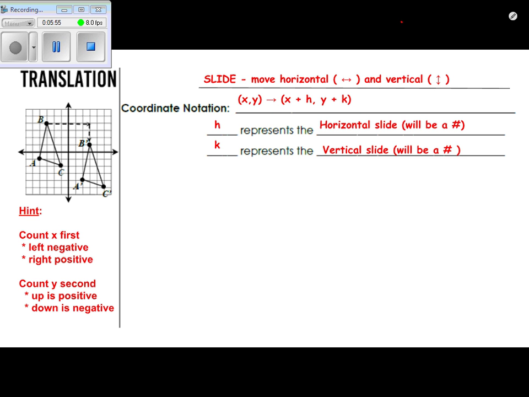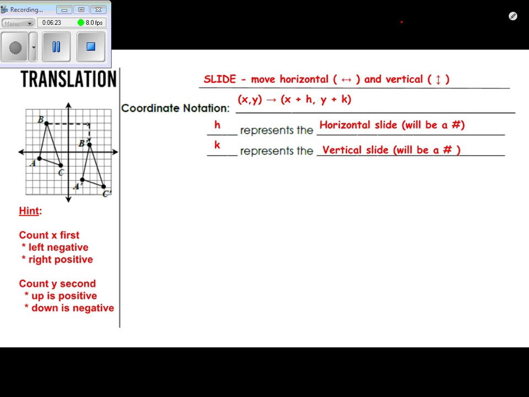Okay, and you can see over here a little hint. Always do your X's first when you're doing your movement, so you want to move horizontally left or right first, then you're going to move up and down. Left is negative, right is positive, up is positive, down is negative. I don't really think it's going to hurt you, but I just suggest using X first, so that's typically, like, alphabetical order, you go that way.